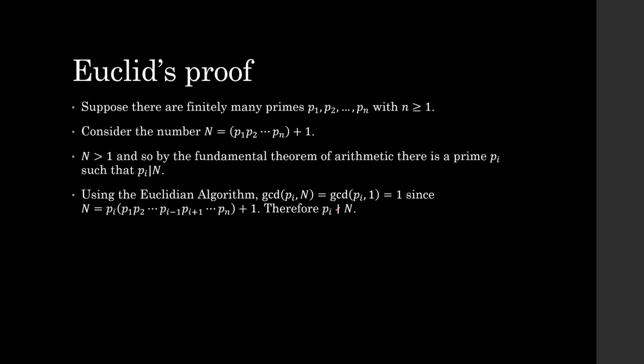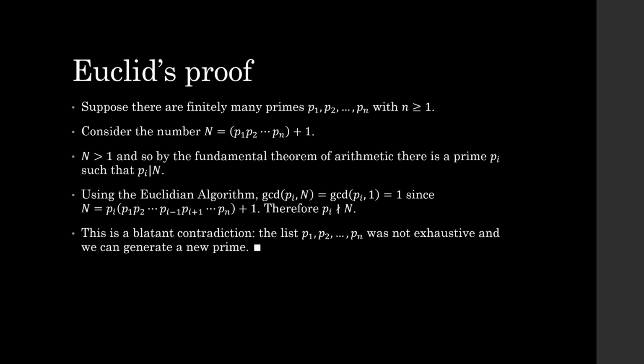So that means that pi does not divide n, because they're coprime. If this pi did divide n, then they couldn't be coprime. And so that's a blatant contradiction, because we just said here that pi does divide n. So the list p1, p2, all the way to pn was not exhaustive, and so we can generate a new prime. It turns out that n here, if these primes were ordered, and we included all the primes smaller than pn, then this number n here would actually be a new prime number. And if we didn't, then the pi that divides n would be some prime number that we haven't included.